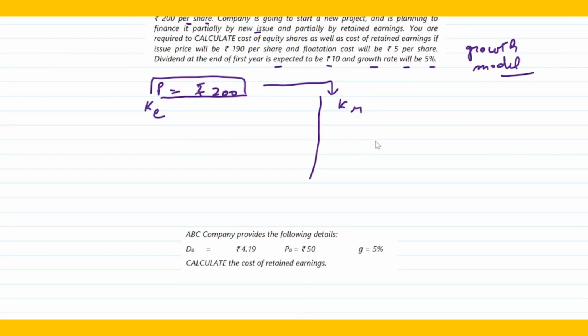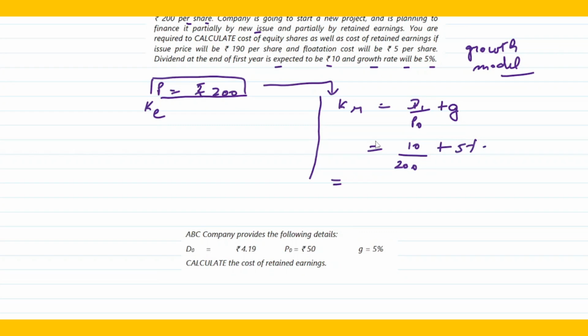Okay. What is the formula for this? The formula is simply D1 divided by P0 plus the growth rate, right? Okay. What is the dividend? It is given that the dividend at the end of the first year is expected to be rupees 10. So the dividend at the end of the first year, that means D1, is given as 10, divided by what? Your current market price, that is rupees 200, and you are given the growth rate. How much is the growth rate? The growth rate is 5%.